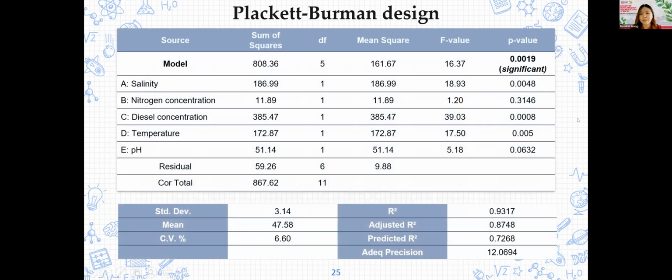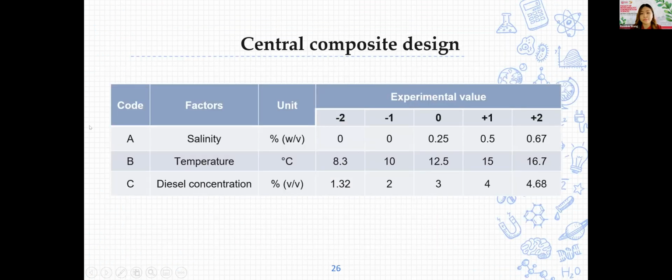And this is the ANOVA table for Plackett-Burman design. The model is significant with an R-square of 0.932, which deems the data to fit the model. The significant factors from Plackett-Burman design are salinity, diesel concentration, and temperature. These are the 3 factors that will be carried forward to central composite design, where the algorithm will give a central value, a low and high value, and also 2 extreme values.